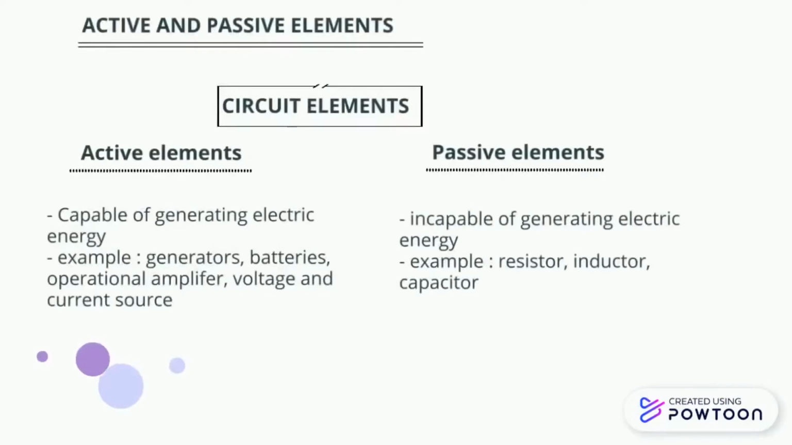Circuit elements. Active elements are capable of generating electric energy, such as generators, batteries, operational amplifiers, and voltage and current sources. Passive elements are incapable of generating electric energy. Examples are resistor, inductor and capacitor.